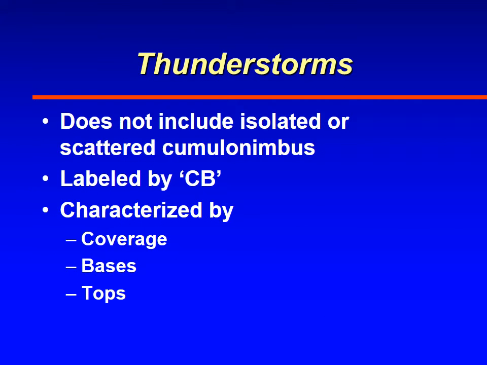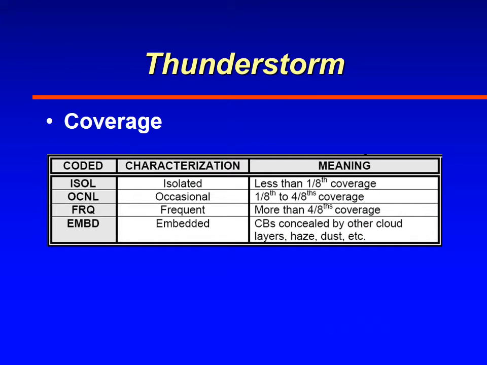So first off, thunderstorms. Of course, thunderstorms that are covering a large area, they don't look at isolated or scattered thunderstorms. You'll see the CB abbreviation to indicate thunderstorms, and then they give you the coverage, bases, and tops. Here's the coverage. They use isolated, occasional, frequent, and also embedded, and embedded means the cumulonimbus are hidden by clouds or dust or other things. But isolated, occasional, and frequent is the coverage.